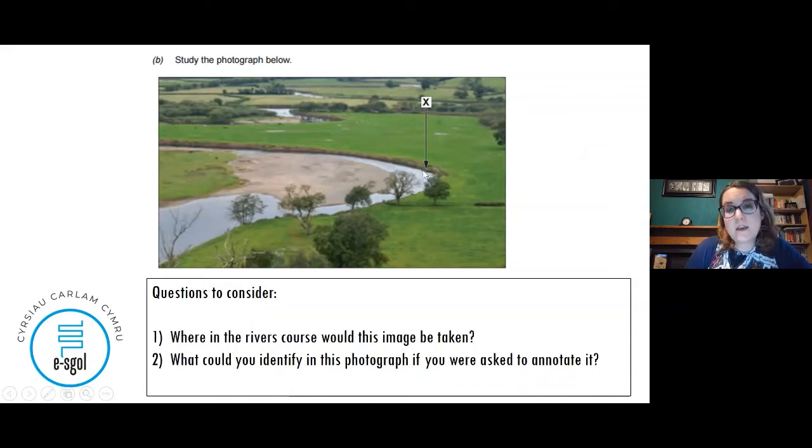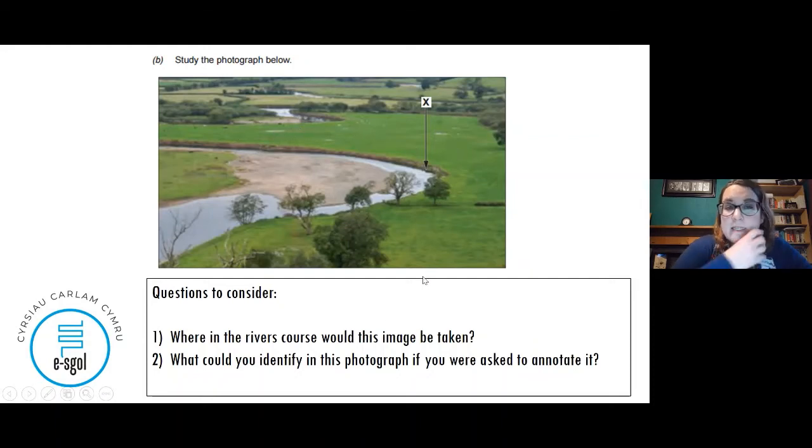You could identify here in the river that this would be the fastest current. You could identify that where our river cliff is formed, we have erosion. You could identify the flat land or the decreasing gradient around the river as well.